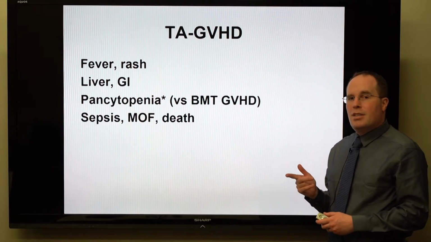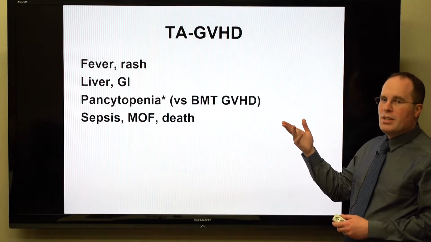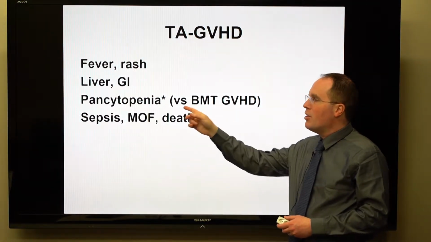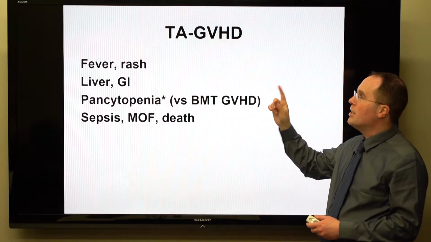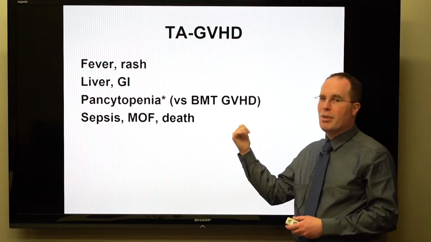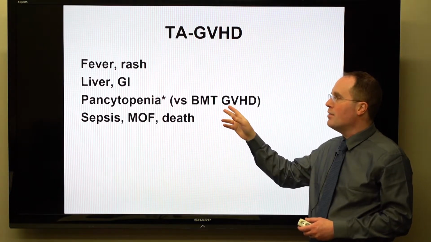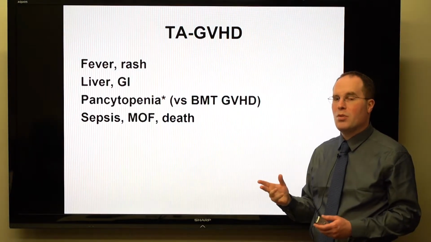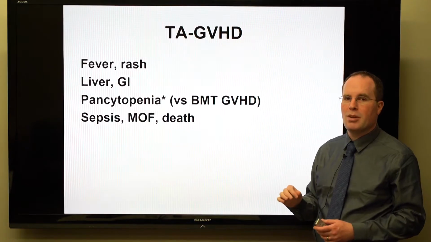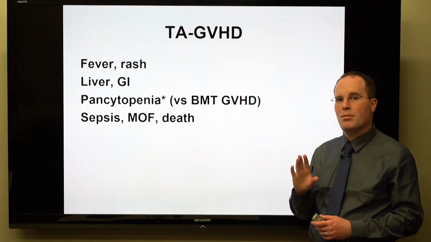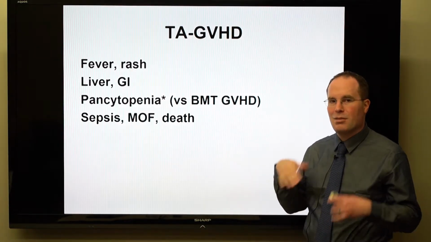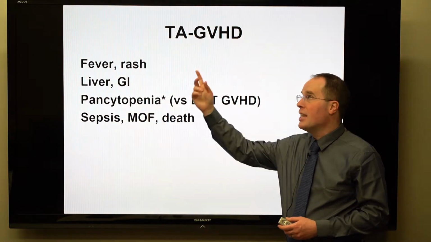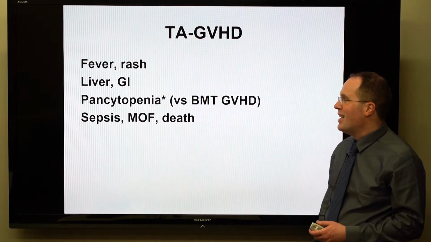And what happens in TA-GVHD, in addition to what you would normally see in other types of GVHD like fever and rash, liver and GI manifestations, you also see pancytopenia in TA-GVHD as opposed to a bone marrow transplant GVHD, because the graft in a BMT is the bone marrow. So in the patient, the bone marrow is one of the few organ systems that is functioning to some degree because it's from the donor. And that's the donor graft that's attacking the rest of the tissues. And this can lead to sepsis because you have no neutrophils in TA-GVHD, and multi-organ failure and death.